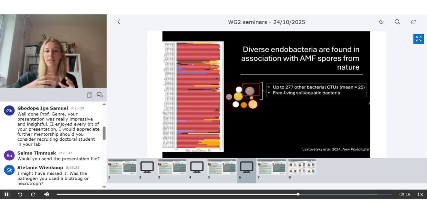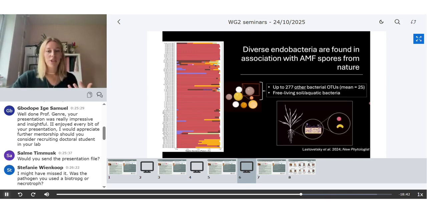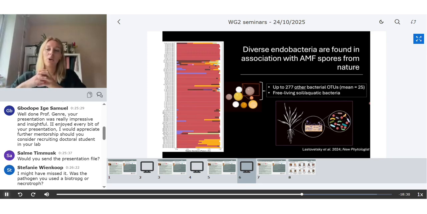In fact, we found that a single AMF spore could harbor up to 277 other bacterial, quote-unquote, species or OTUs that were not Glomeribacter or mycoplasma, not the already known Endobacteria, with an average of about 25 of these bacterial taxa, species or OTUs per spore. And what were they? They belonged to known free-living soil or aquatic bacteria, and were previously unknown to have any type of endofungal lifestyle. So this changes our view of AMF as being hosts to at most 2 different endobacteria. It turns out that AMF, or at least AMF spores, can be hosts to whole communities of endobacteria. As to what they're actually doing in AMF, we also don't know, but we have plans to find out.